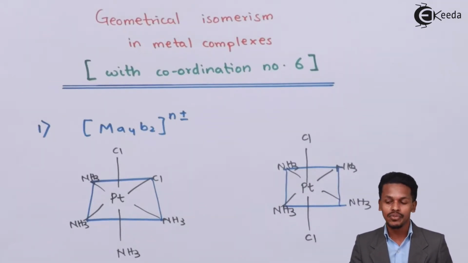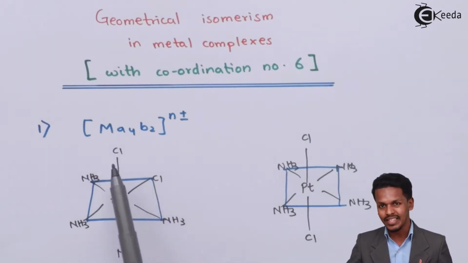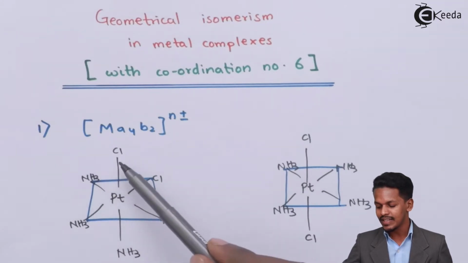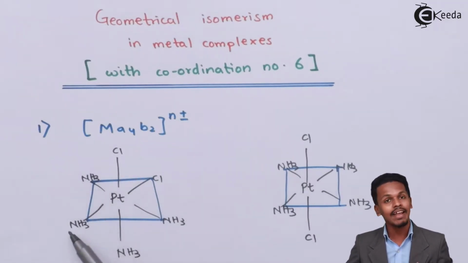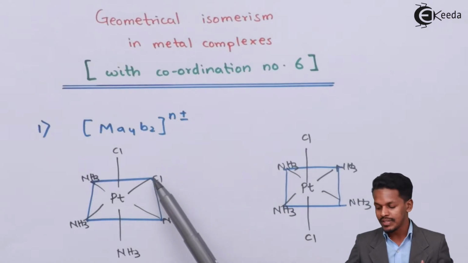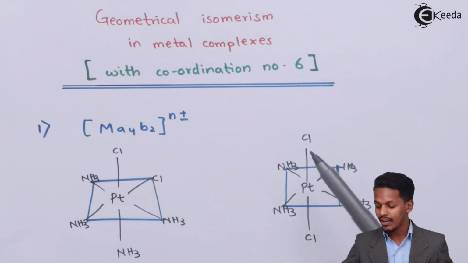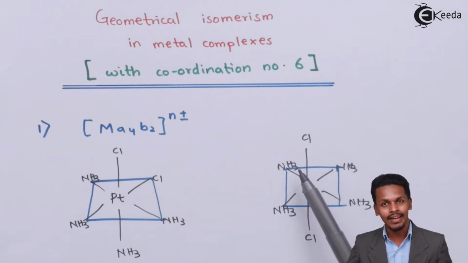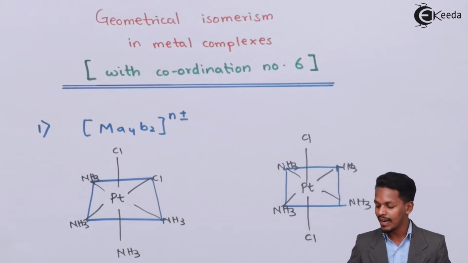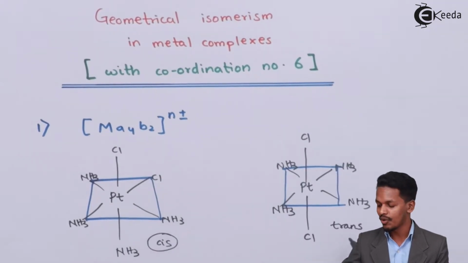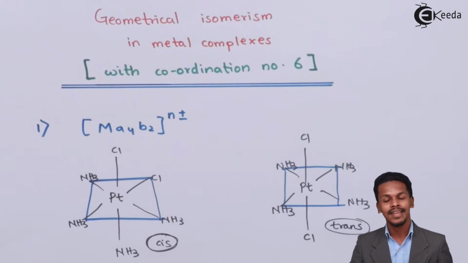But what is the difference between these two? In the first, this Cl is adjacent to this Cl: there are 3 NH3 on the plane, while one of the Cl is on the plane and very much adjacent to the other Cl. If I talk about the second one, all the NH3 are on the plane, but this Cl is opposite to this Cl, so this complex is called the trans complex, and the other one is called the cis complex or cis isomer. So this was the first type, and now let me talk about the second one.